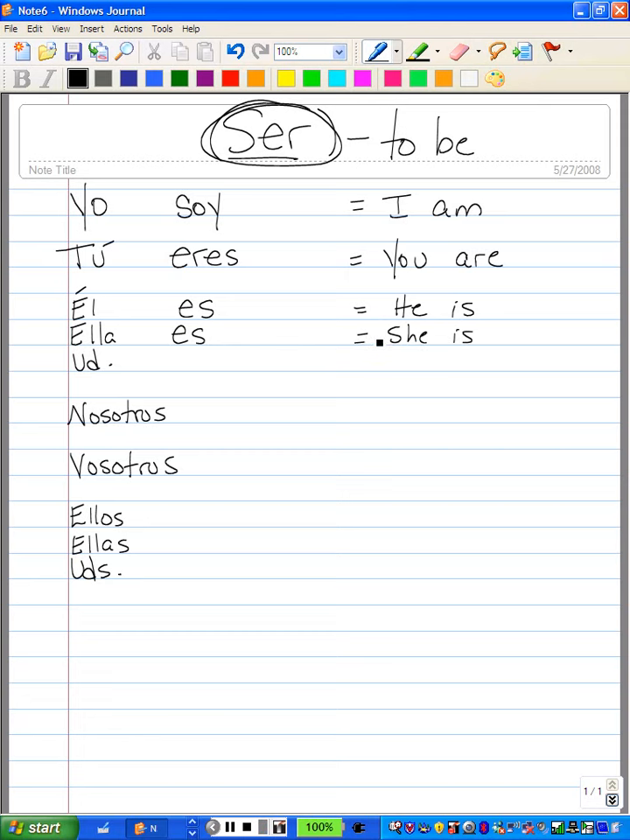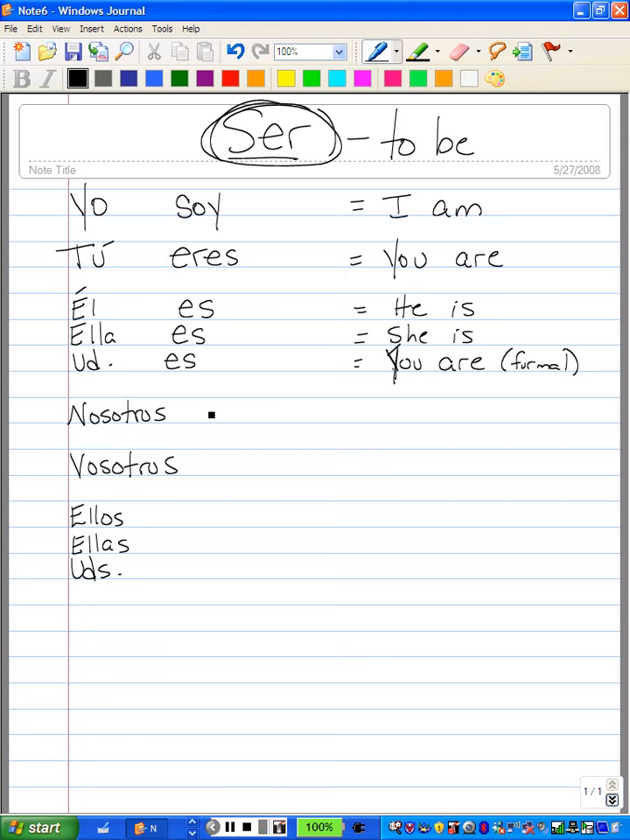And if you want to say you formal are, it's usted es. And that's the formal. And again, you're going to use that with people that you do not know, people you want to show more respect to maybe, etc.